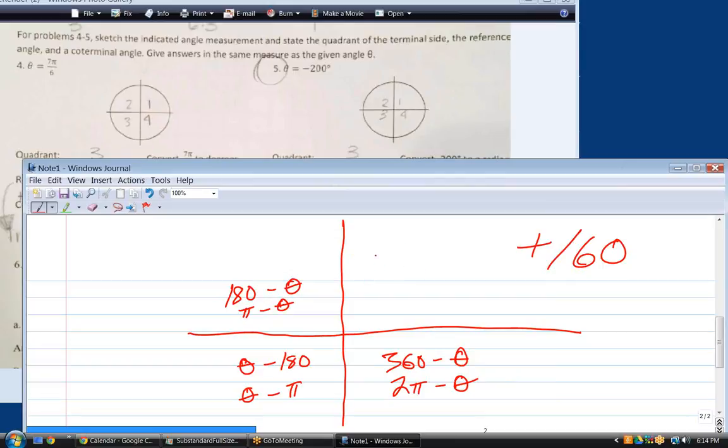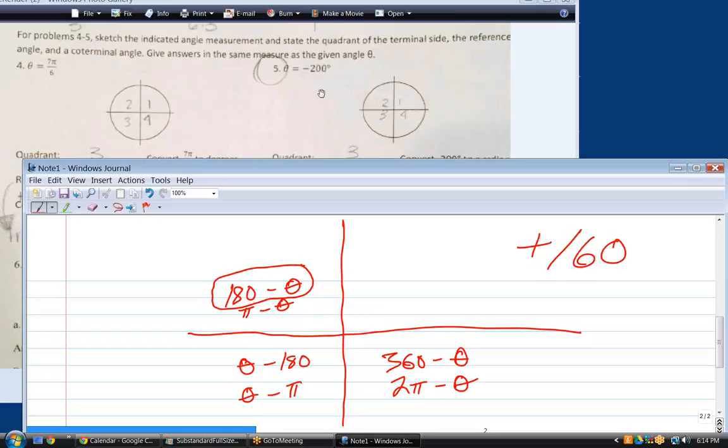And since it's the second quadrant, we're going to use this formula to come up with the reference angle. 180 minus 160. Okay. The reference angle is 20 degrees. And that's another thing that makes it easier: if you convert this negative angle to a positive angle, it's real easy to use one of these formulas here to come up with the reference angle.